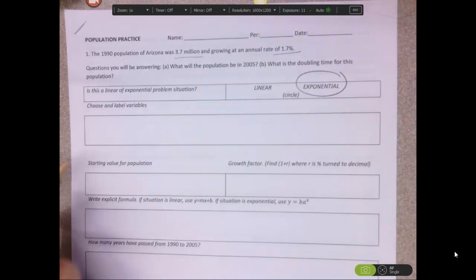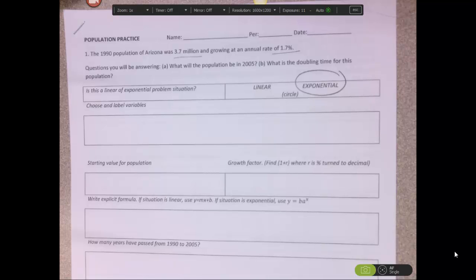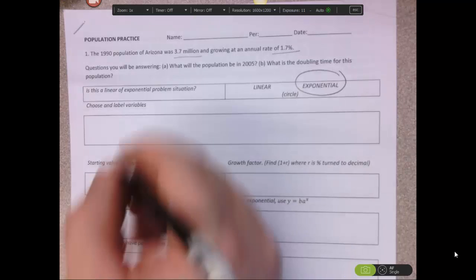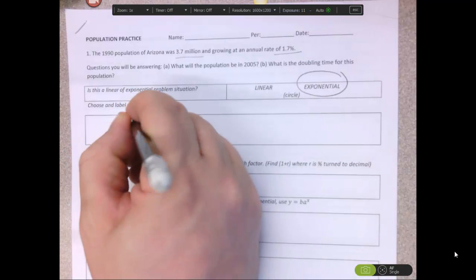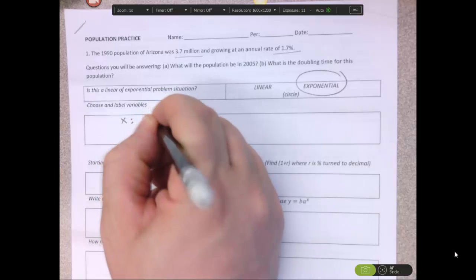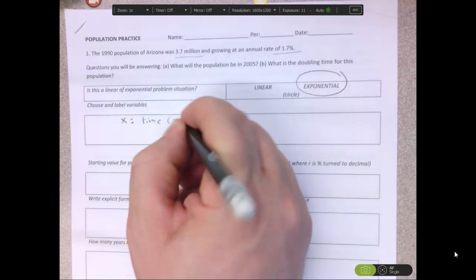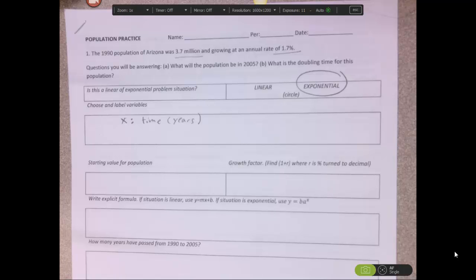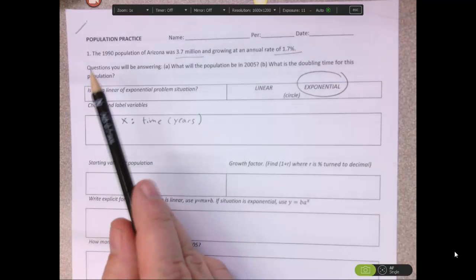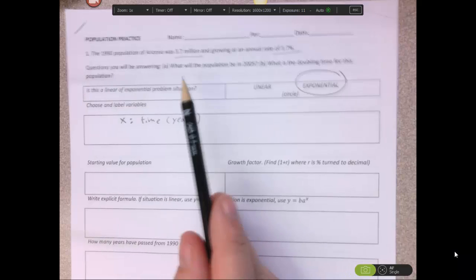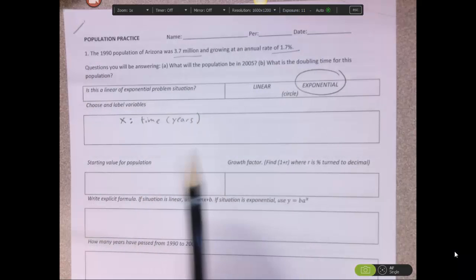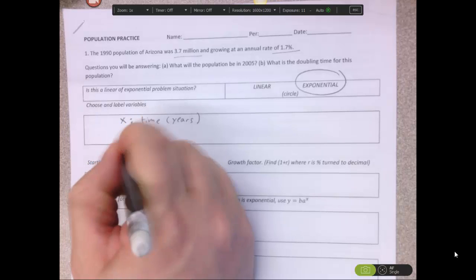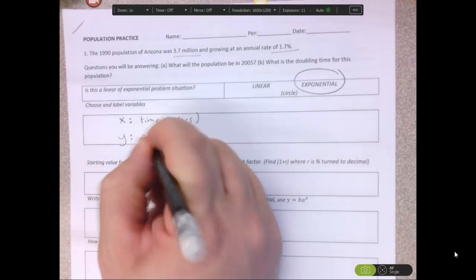All right. Choose and label variables. So these are what's changing in this situation. Well, the two things that are changing are going to be the time, and I think we'll stick with x and y for now. So x would be my time in years. So what am I measuring as far as time goes? I'm measuring the years from 1990 to 2005. So that's changing.